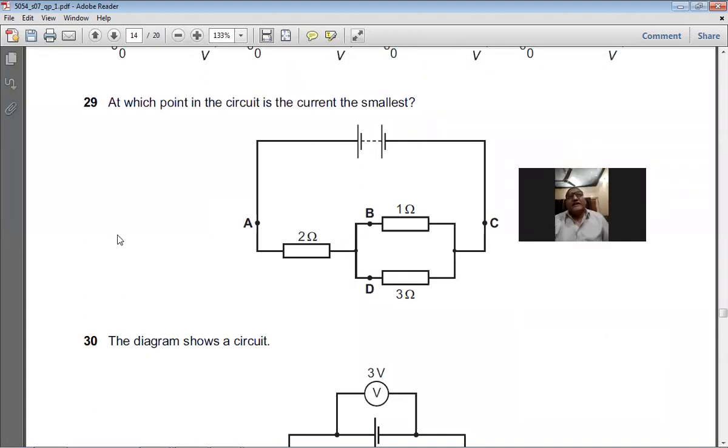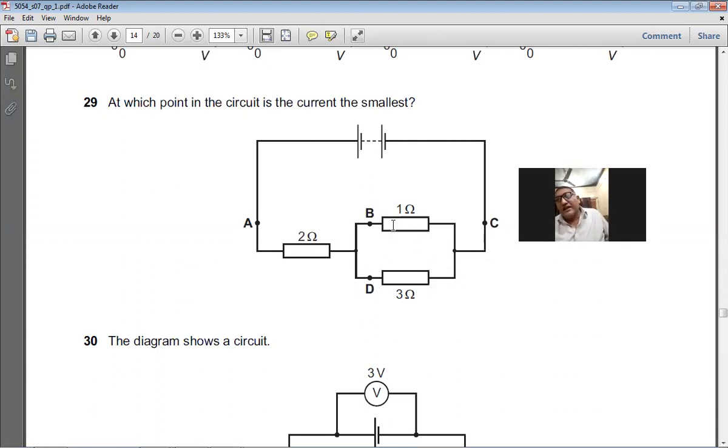At which point in the circuit is the current smallest? Whatever current comes out of the battery, the whole current will pass through this resistor. Here the current will be split into two parts. In this part, the resistance is higher as compared to the resistance in this part. So a very small amount of current will flow through this part because the resistance is higher. So the smallest current will be at the point T.